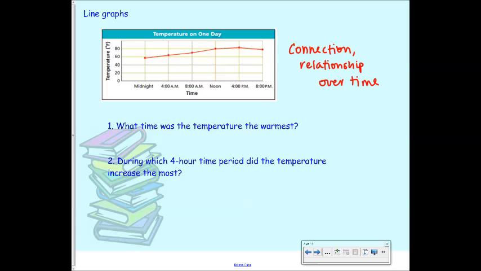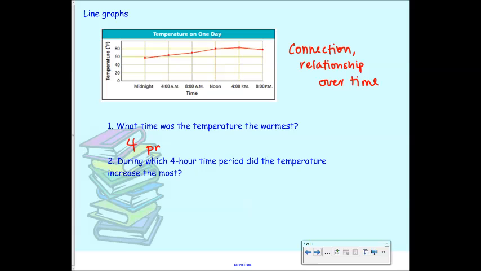So what's this graph measuring? Temperature. Temperature over the course of what? Monday. Over the course of time on Monday, right? And our temperature is measured in Fahrenheit degrees. Okay, so Fahrenheit. What time was the temperature the warmest? 4 p.m. All right, during what 4-hour time period did the temperature increase the most?